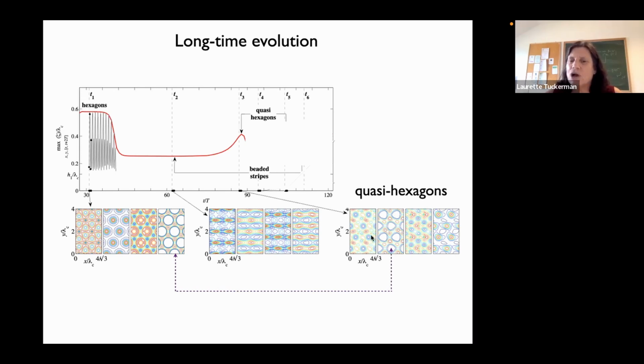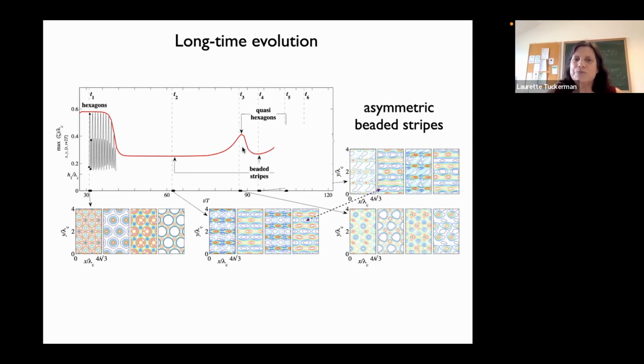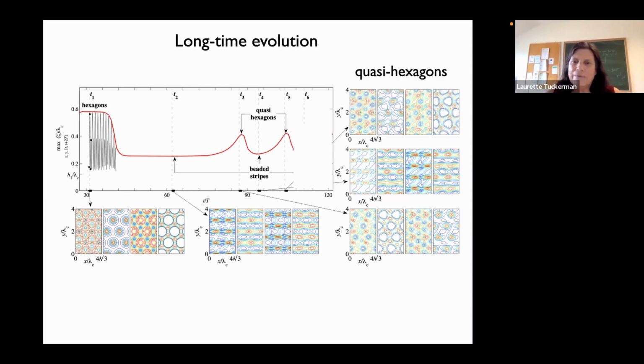And these are times over those 4 phases. And as you can see, the quasi-hexagons are not going to stay. It's going to be beaded stripes again. Here's the beaded stripes, but they're not quite as nice as this. They're more asymmetric. How do you see that? For example, these are big white things, and this is very narrow. Whereas here, this white thing and this white thing were the same, just reflected. But here, this is narrow, wide, so it's not the same. It has lost some symmetry. And then it went back to being quasi-hexagons.